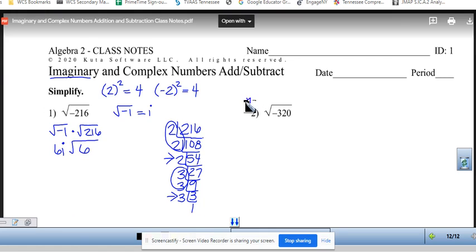I'm going to let you try number 2. Remember, pull the -1 out, assign it the value of i, and then break down the 320 just like you did in the previous lessons.